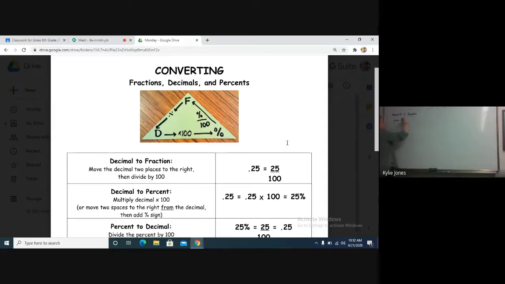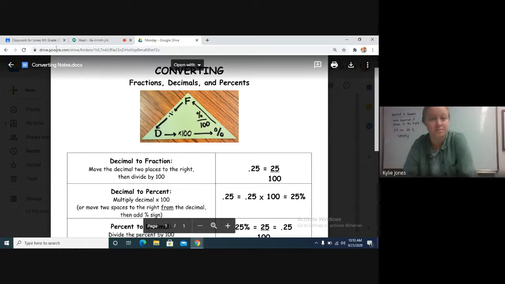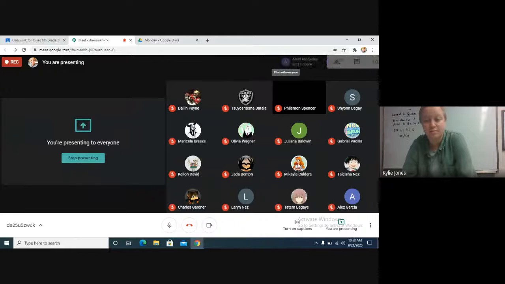So move decimal 2 places to the right. And then put it over 100. And simplify. Okay, so I'm going to go back to the whiteboard and let's do 3 examples.